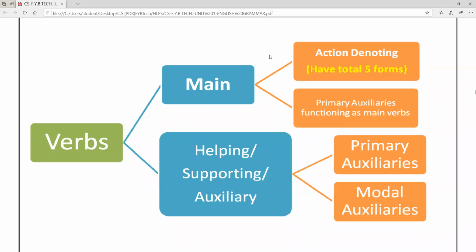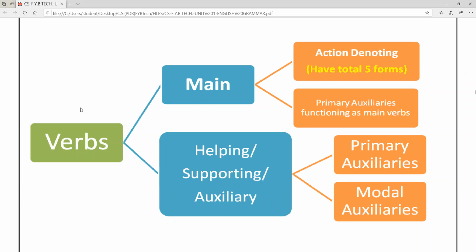जेव्हा एखाद्या वाक्यामध्ये मेन वर्ब हे आलेलं नसतं तेव्हा am, is, are, was, were, these are the primary auxiliaries which function as main verbs. तर ही काय करतात तर त्या वाक्यामध्ये मेन वर्ब म्हणून काय करतात, कार्य करतात.